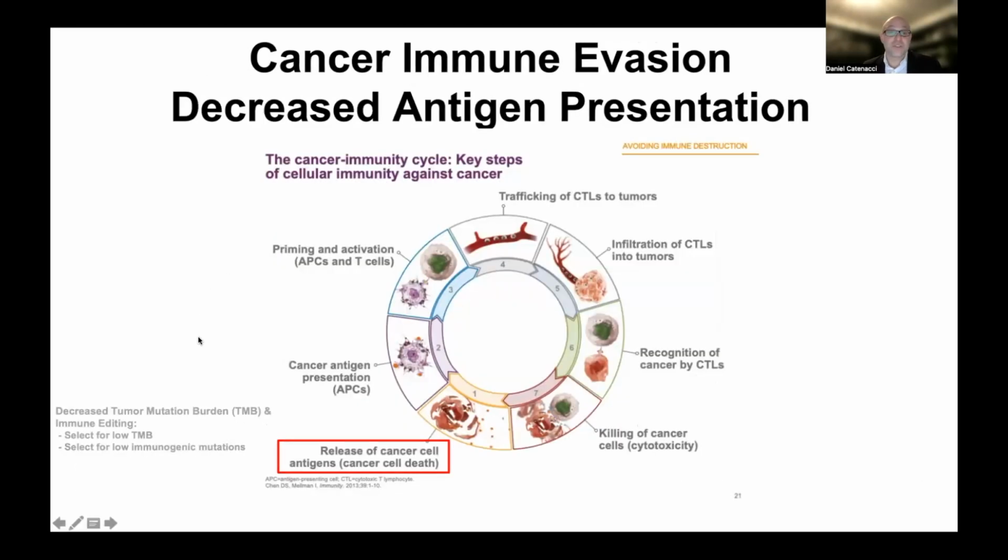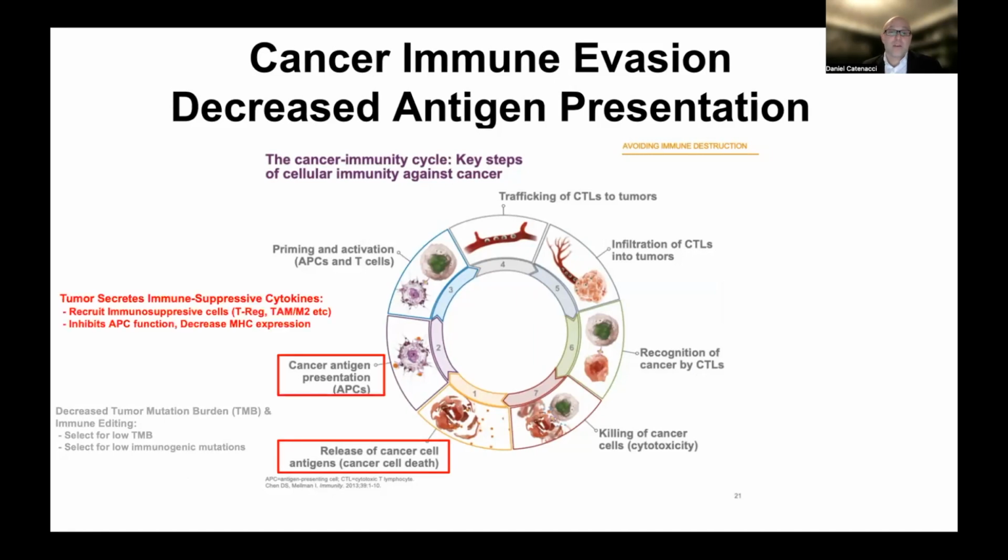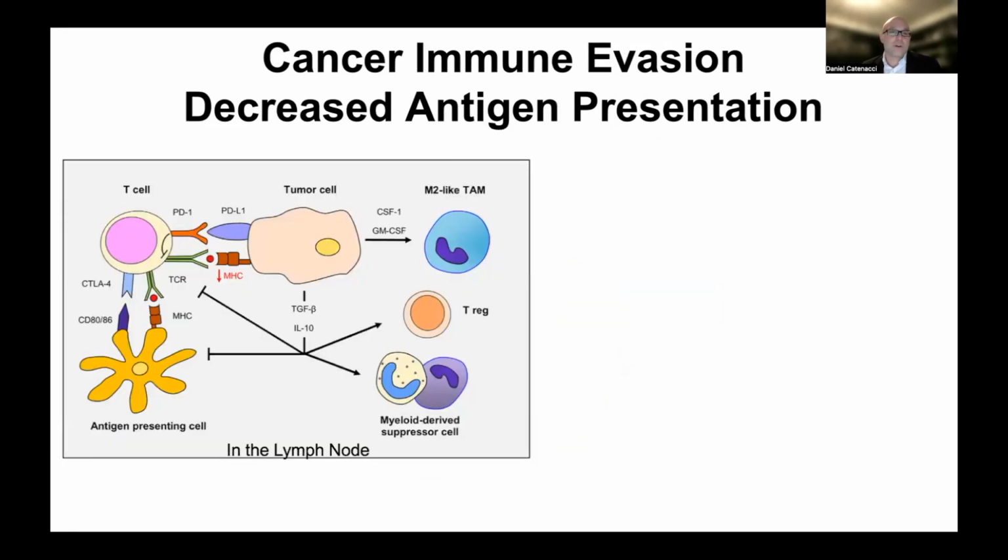In addition to evading this first step of just creating antigens that are less immunogenic or just fewer antigens altogether, we can also have cancer antigen presentation compromised. How does this happen? Well, the tumor cell itself can decrease its own presentation of antigen through MHC class 1, and we'll talk about that later when we get to within the tumor cell bed.